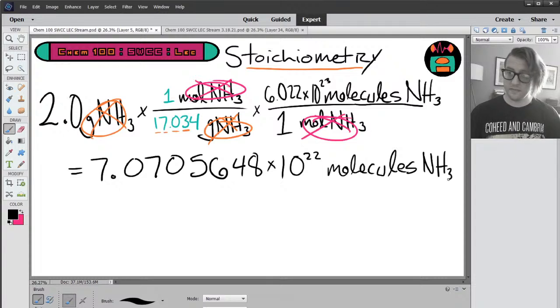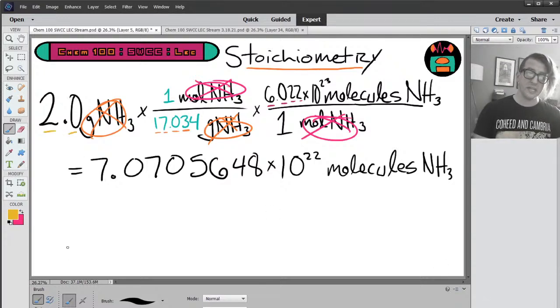Of ammonia. And now we have to ask how many sig figs. Our molecular mass has 4 sig figs. Avogadro's number also has 4, but our initial mass only has 2, so our answer can only have 2. So we count off our first 2 sig figs. 7 will round up.